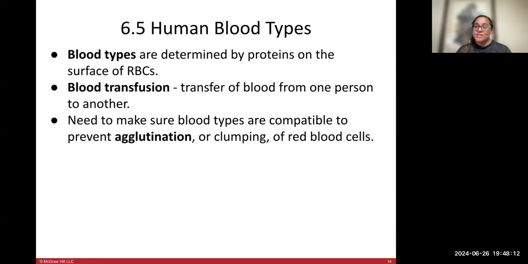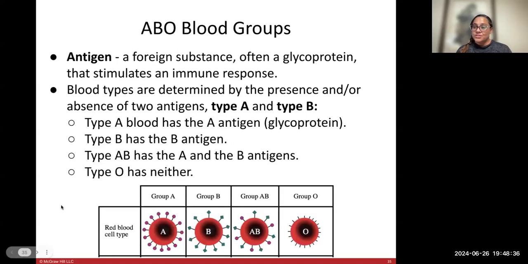We need to make sure that blood types are compatible to prevent a process called agglutination, which is the clumping of red blood cells. And we talked about before, red blood cells clump. They block important arteries and veins, certain tissues and organs. They don't get the oxygen they need, and that tissue dies, leading to a heart attack or a stroke, depending on where that blood vessel is. So our blood groups are called ABO blood groups as humans.